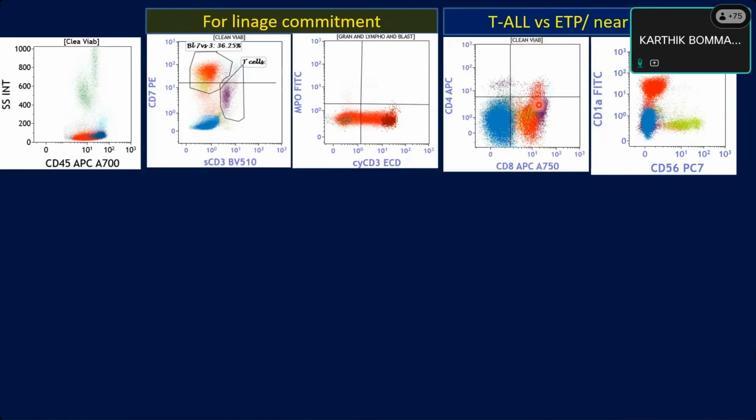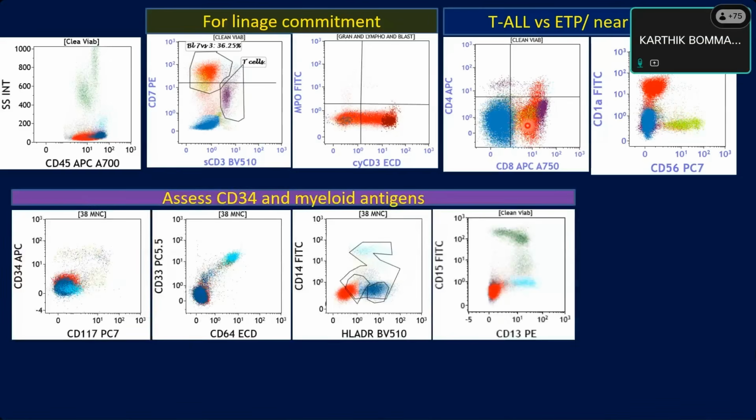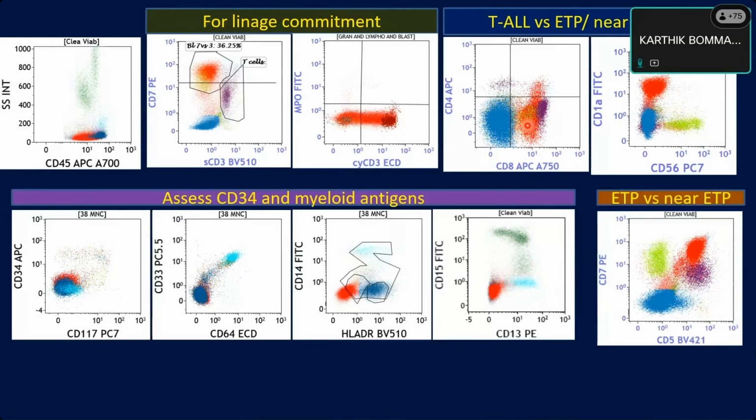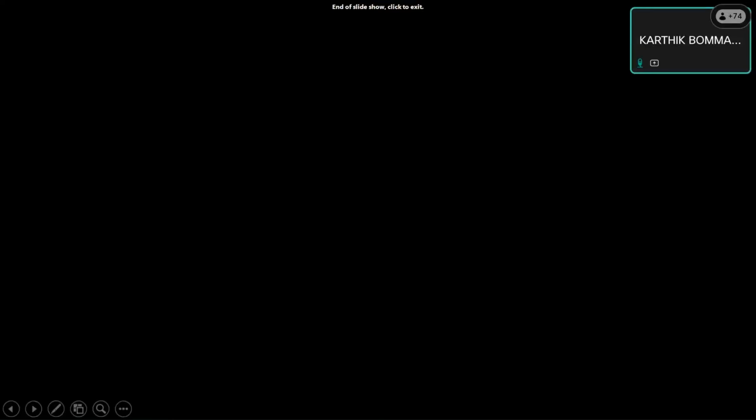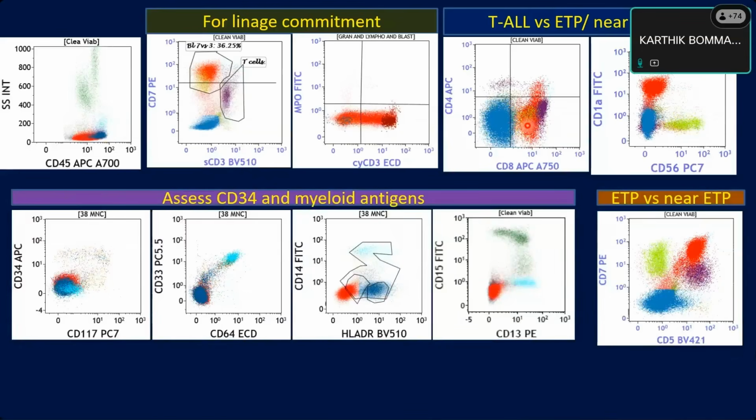Since either CD8 or CD1a, either one of them, is positive, we should not enter the diagnosis of ETP or near-ETP. So this case becomes a typical T-ALL. Even if your myeloid antigen CD34 is positive, irrespective of CD5 expression, this case becomes a T-ALL, right? So you're clear, right? T-ALL, ETP, near-ETP. So I think that's all from my side.